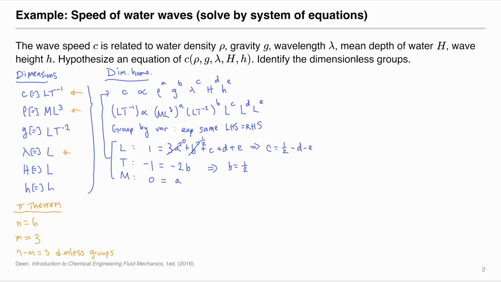I can get that c could be proportional to, so a is already 0, so rho does not come into this equation. This makes sense on dimensionality grounds because if you have a mass on the right hand side, you must have a mass on the left hand side, but you don't. So rho shouldn't be there. So g raised to the power of b, and b is 1/2. Lambda raised to the power of c, which is 1/2 minus d minus e. Big H raised to the power of d, and small h to the power of e. And now we can group by the exponent.